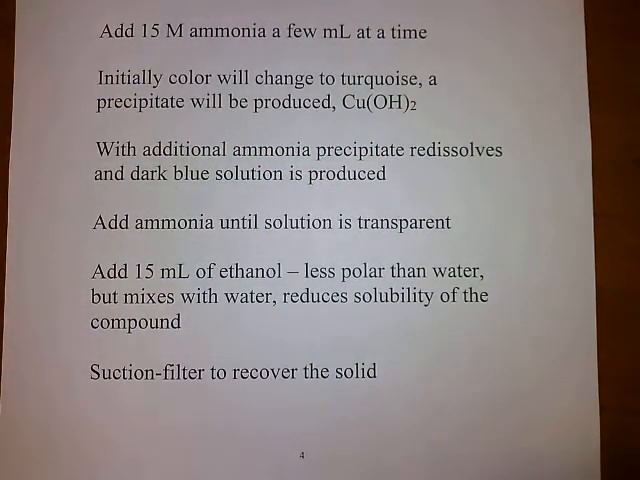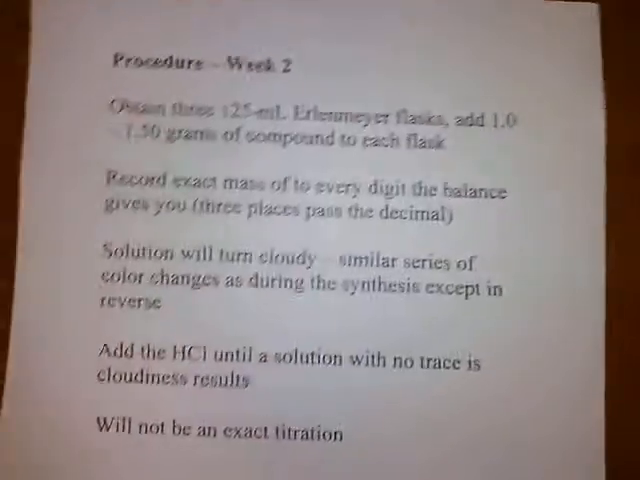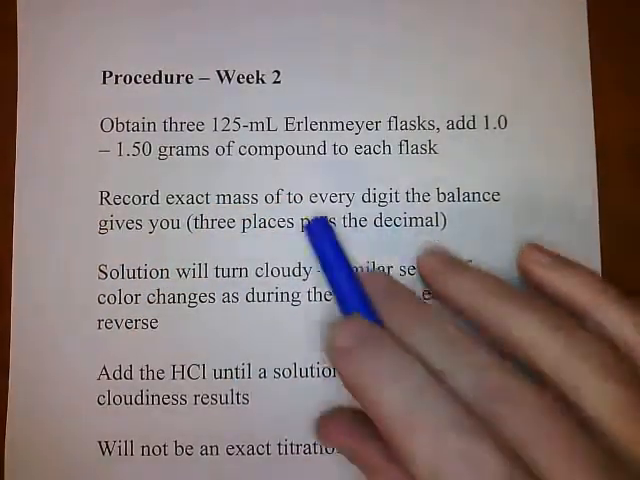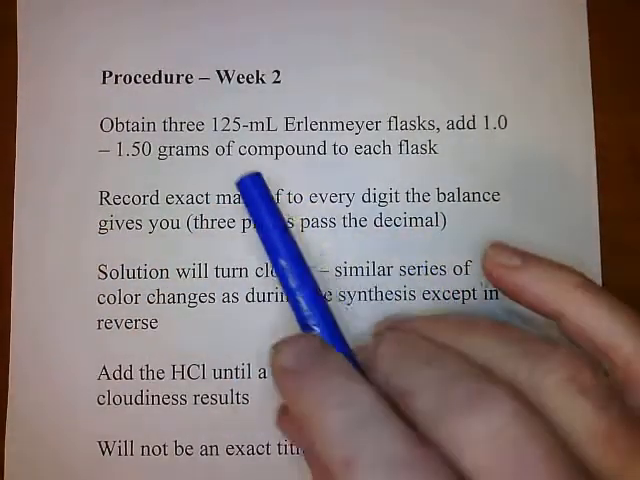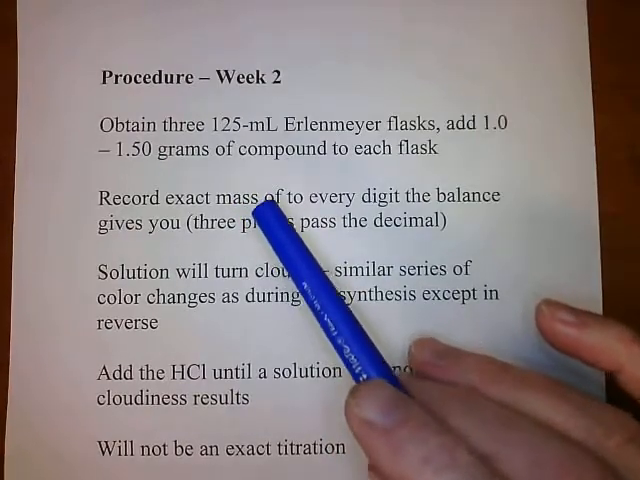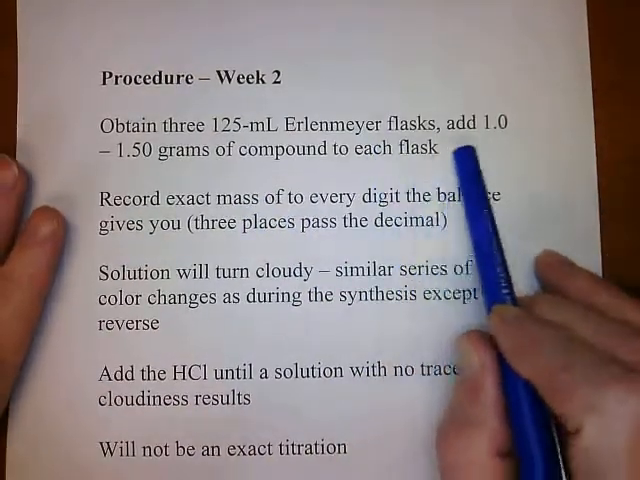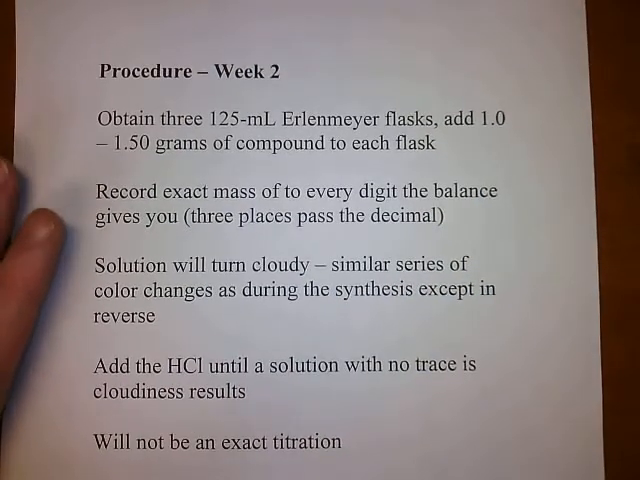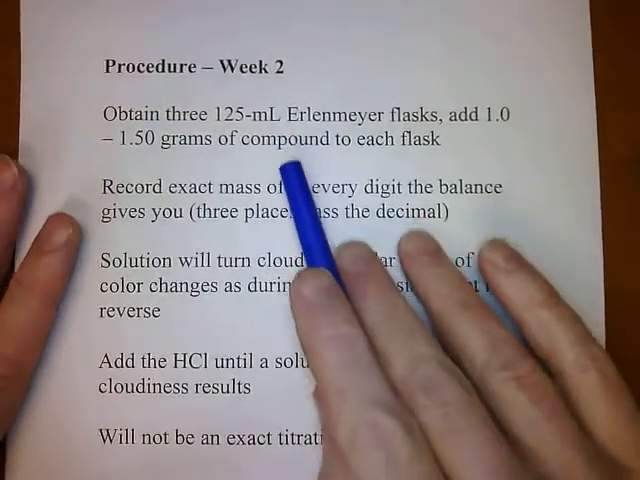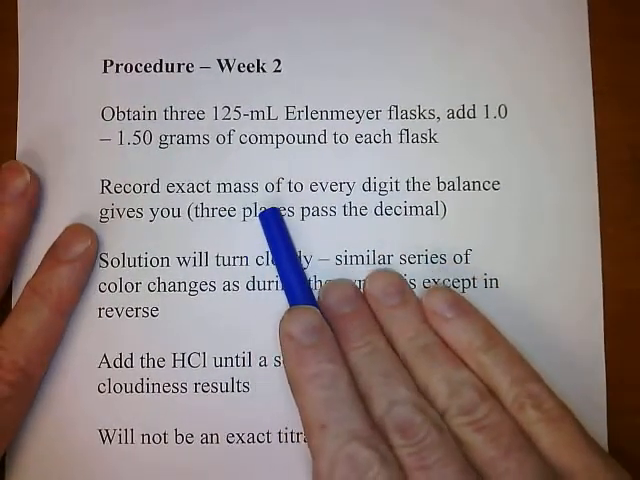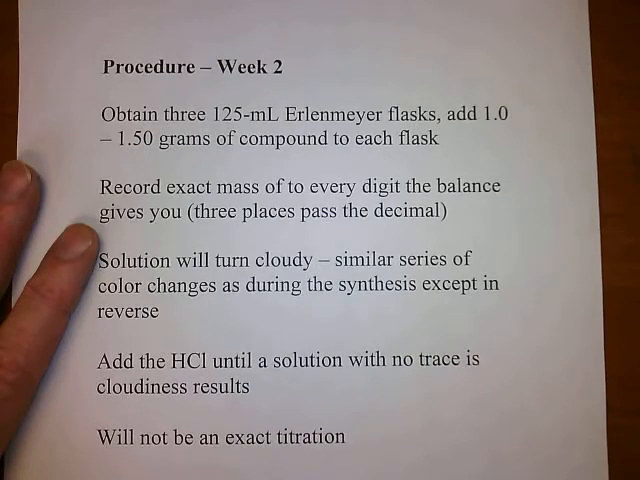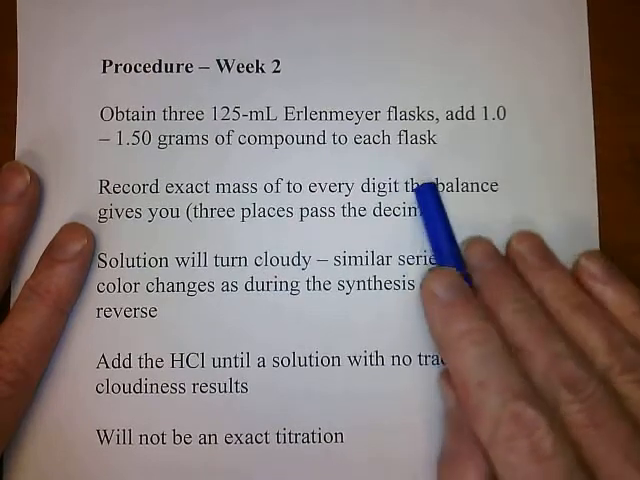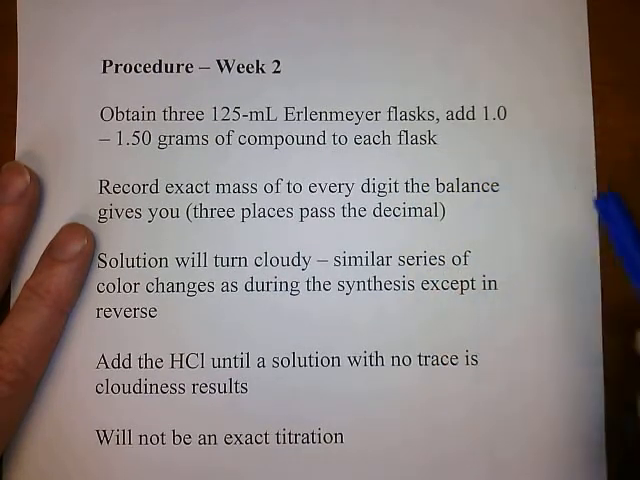So, what's our procedure for week 2? Now this is where we're going to do the titration. You're going to obtain a 325 ml Erlenmeyer flask. You're going to add between 1 and 1.5 grams of the compound to each flask. You want to record the exact mass to every digit the balance gives you, 3 places past the decimal.